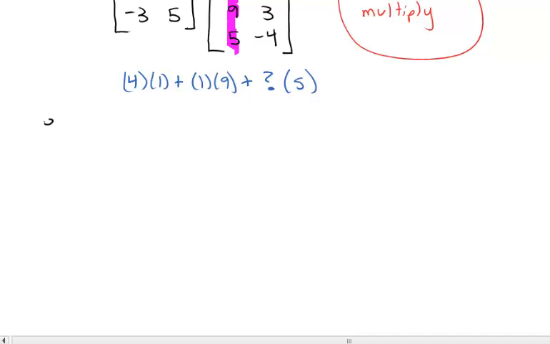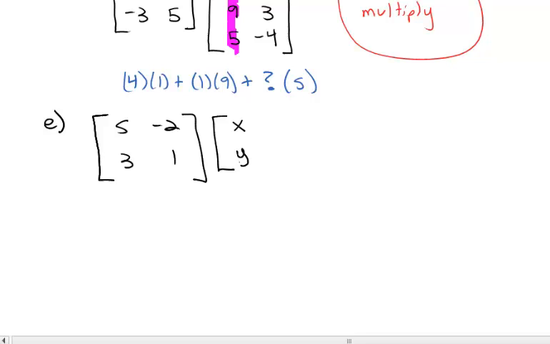Let's try another example, kind of give you a preview of what's to come. Let's multiply 5, negative 2, 3, 1 times the matrix x, y. Variables in there. Same exact pattern. We have a 2 by 2 matrix first, 2 rows, 2 columns, and a 2 by 1 matrix second, 2 rows, 1 column. The middle numbers match, so it's going to give us, in outside numbers, a 2 by 1 matrix.